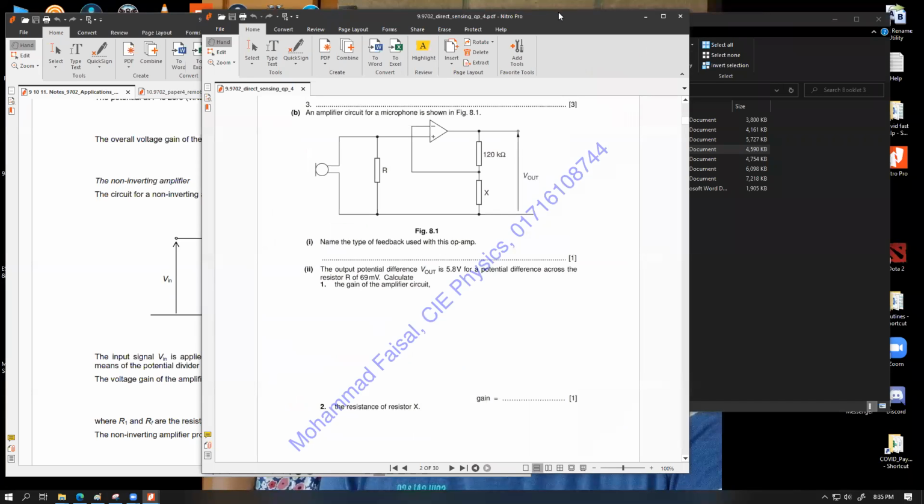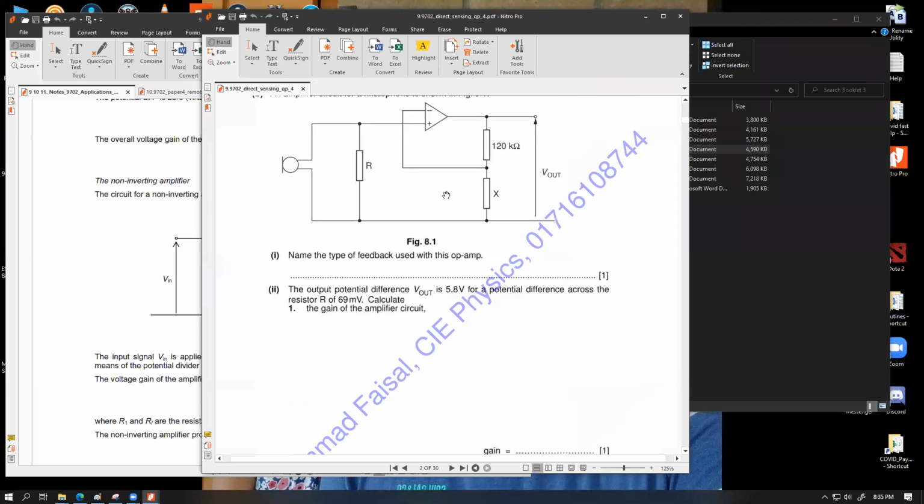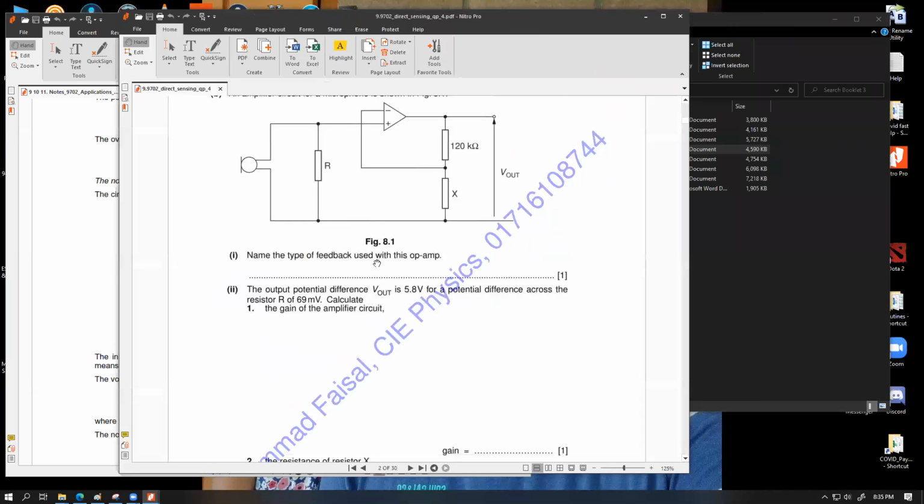So let's go ahead. I'd like to make this a bit wider, so it's visible for everyone. Okay. So the output of the potential difference is V out is 5.8 volt for a potential difference across the resistor R of 69 millivolt. The gain of the amplifier circuit.